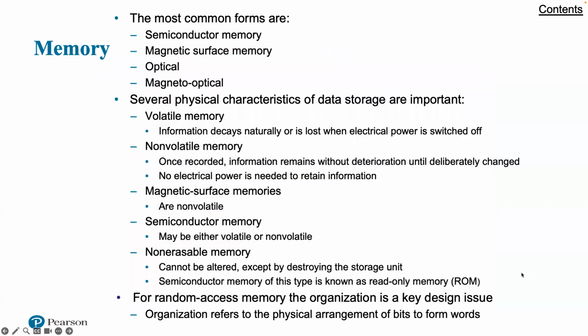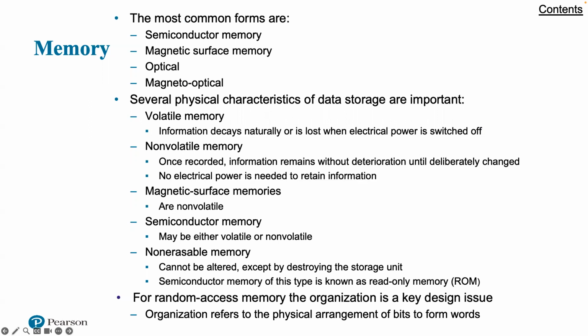Okay, let's talk about the variety of different types of memory that exist. There are a variety of physical types of memories that have been employed. The most common today are semiconductor memory, magnetic surface memory used for disk and tape, and optical and magneto-optical types of memory.